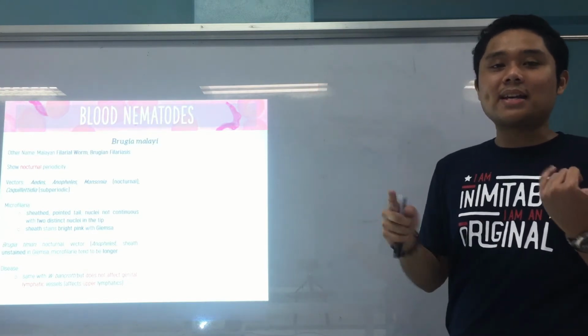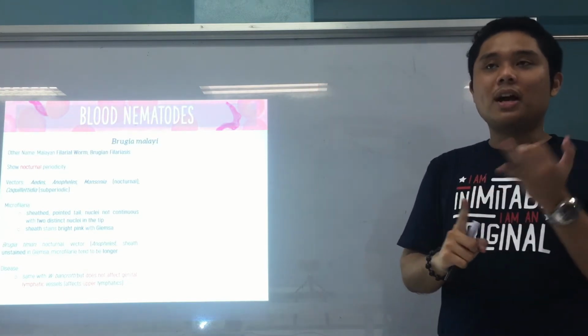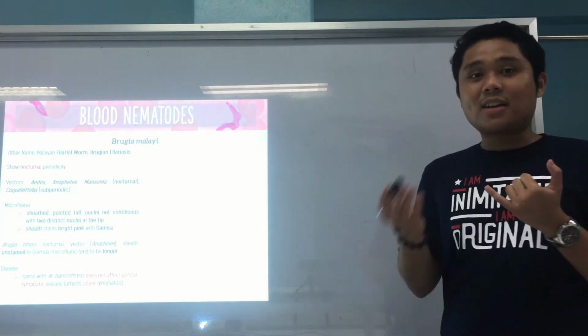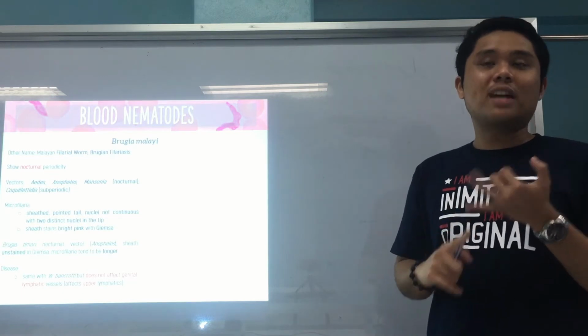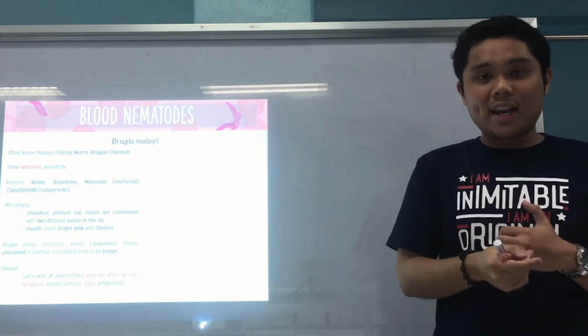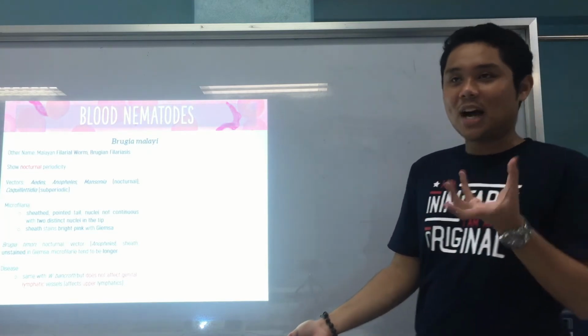So how do I remember? Letter B comes first before letter W. So that's why letter B is the upper, Brugia malayi, and Wuchereria is the lower. Okay? So that's how I remember.